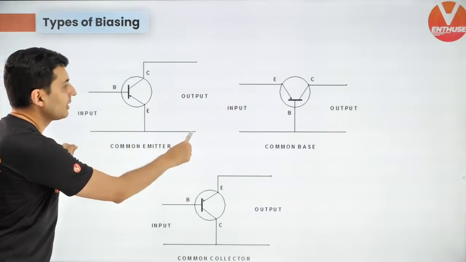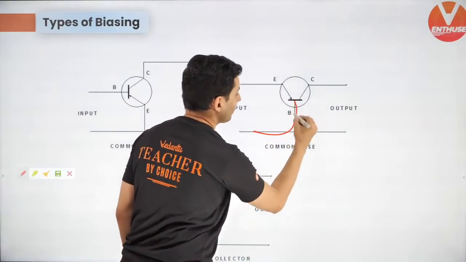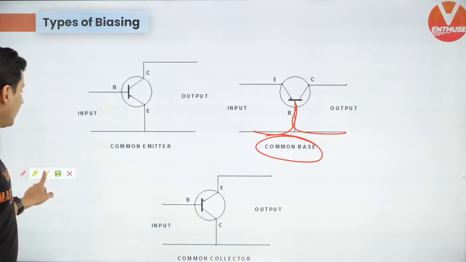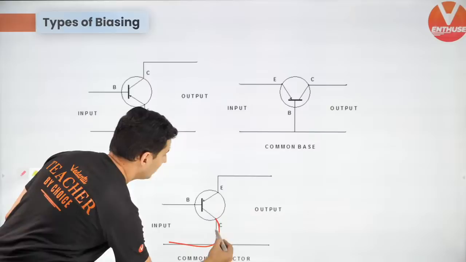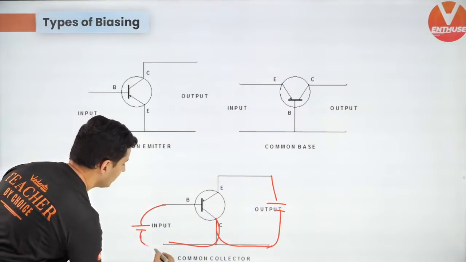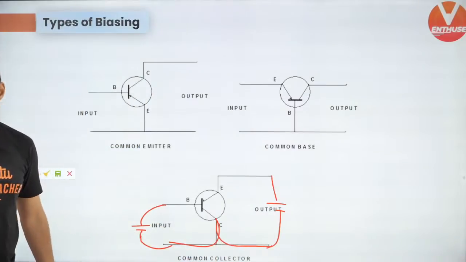If you take the base common, what is it called? It is called common base. Similarly, if you take the collector common and you connect batteries over here, then that is called common collector mode.